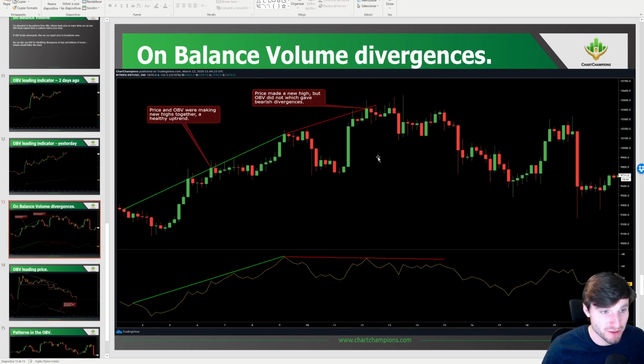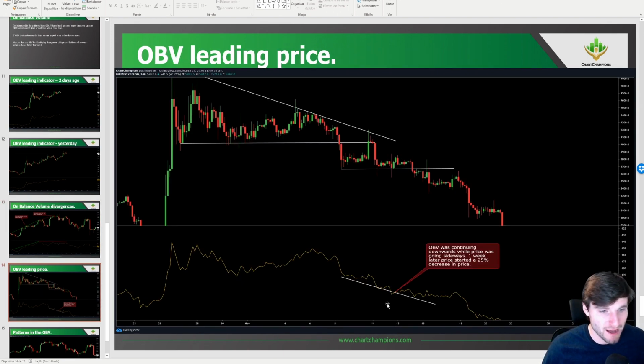So obviously the divergences are really massively important, the way that it is used as a leading indicator. So you'll get a heads up before the price moves. You'll see the OBV, the volume moving, and that's going to give you an indication of whether you are likely to break out of the range bullishly or bearishly.